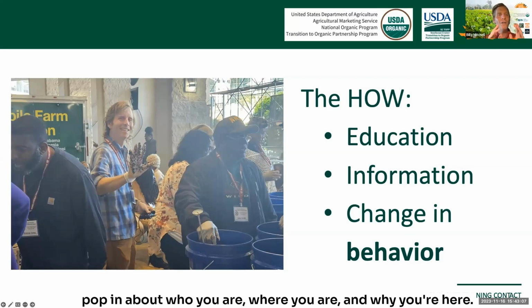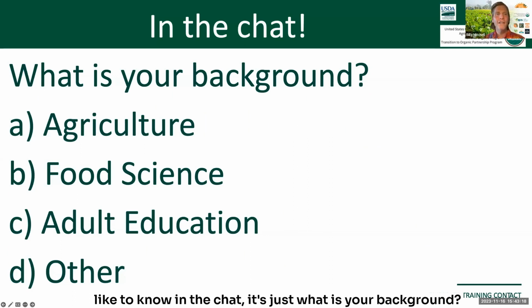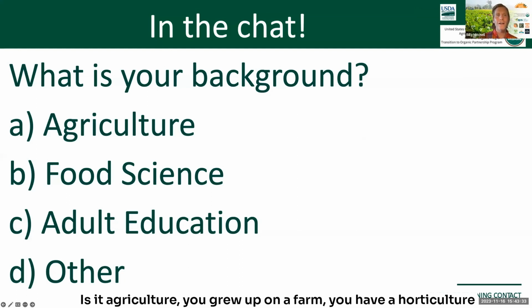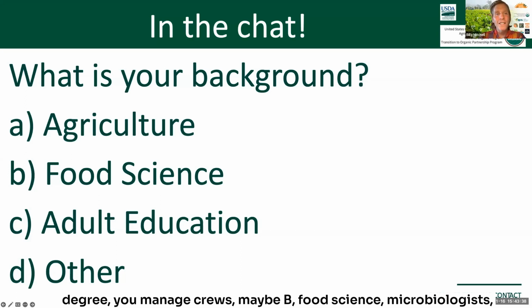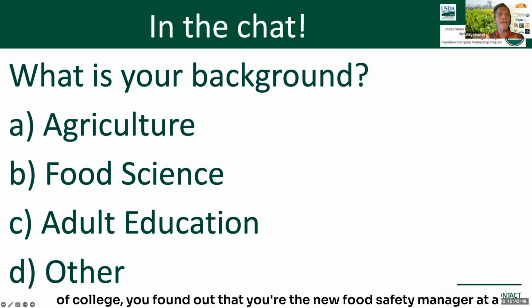If you go to the next slide, Alexis, now what we would like to know in the chat is just what is your background? So we picked out a couple of options. For me, my background originally was agriculture. I had a chance to grow vegetables for a long time before I got into food safety and produce safety. But we'd love to know, what's your background? Is it agriculture? You grew up on a farm, you have a horticulture degree, you manage crews. Maybe B, food science, microbiologist, sanitation, you studied food safety programs, or just your first job out of college, you found out that you're the new food safety manager at a farm or facility.